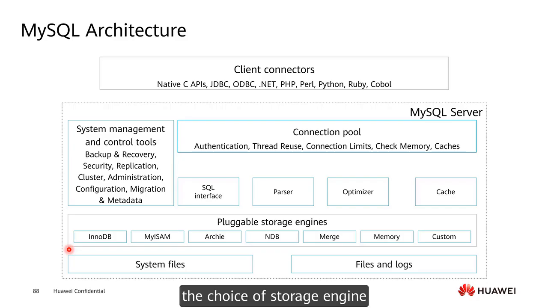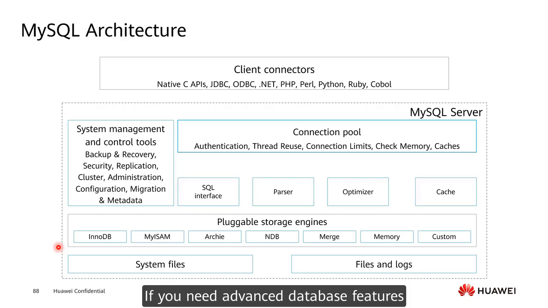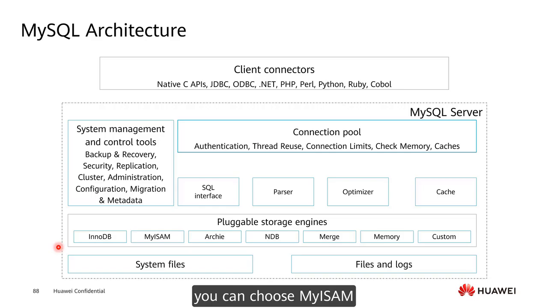Therefore, the choice of storage engine depends on the specific requirements. If you need advanced database features such as transactions, row-level logging, foreign keys, and so on, then InnoDB is probably a better choice. If you need full text indexing, or if you need more space efficiency in a read-only environment, you can choose MyISAM.